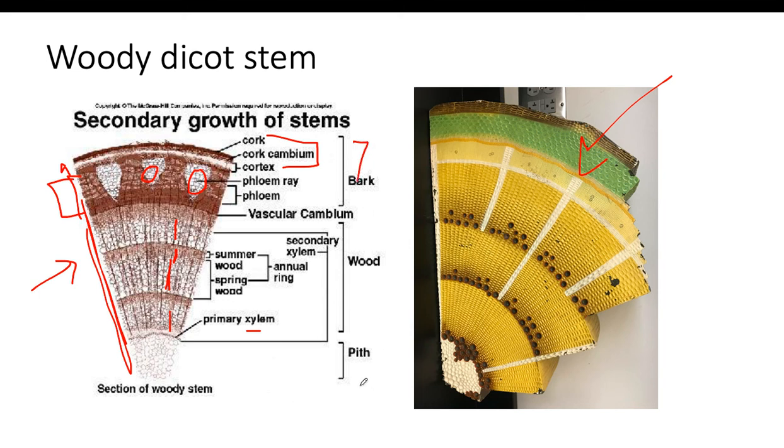So you can take the same information, and here's your pith, okay? Here is your wood, all right? And here is your bark with your cork cambium, and this is where your phloem rays are, okay? And all of this is going to be the xylem in these annual rings. All right, so you can take the information from here and use it over here.